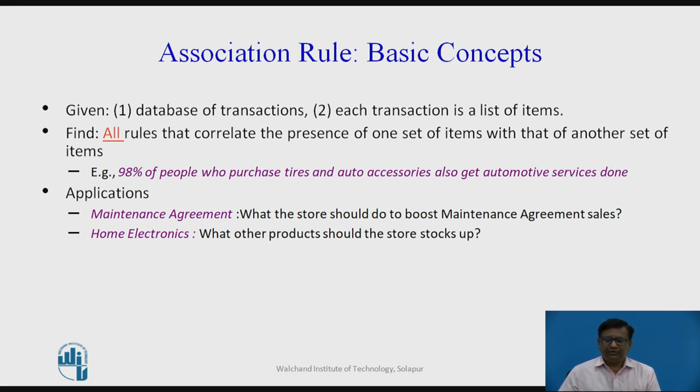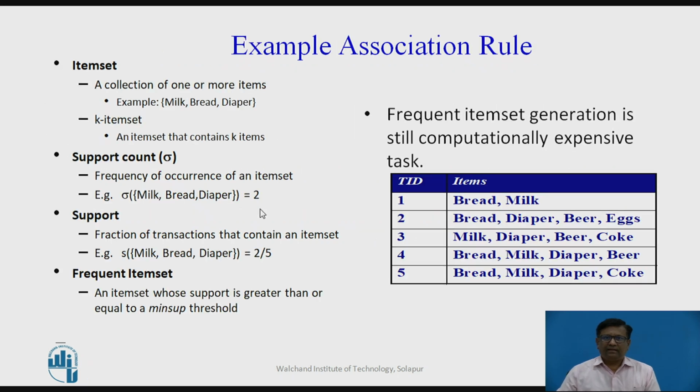So here we should keep this in mind. There are many factors we should consider. For example, item set, a collection of 1 or more items like milk, bread. Then K item sets, an item set that contains K items. So in that table here, for example, 5 items are present. K value is here 5.